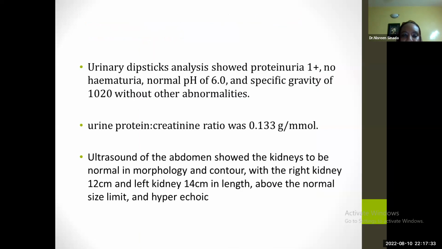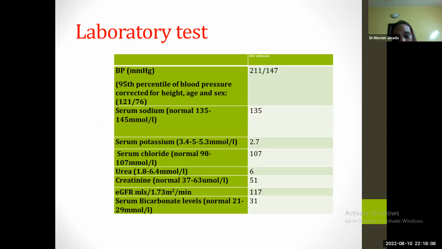Urine dipstick was done, and it showed proteinuria of 1 plus, no hematuria, normal pH, and normal specific gravity without other abnormality. We did the urine protein creatinine ratio. It is non-nephrotic range. Ultrasound of the abdomen showed that the kidneys are normal in morphology, but the length is a bit high. The right is 12 centimeters, and the left is 14 centimeters. It is above the normal size limit for the age of the patient, and it is hyperechoic. Laboratory tests were done.